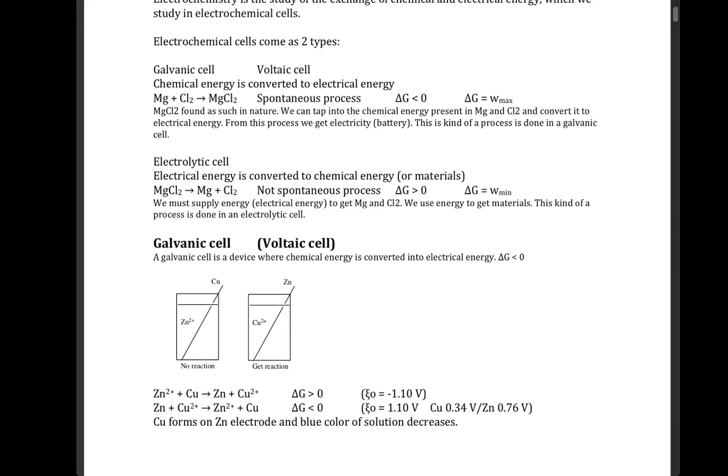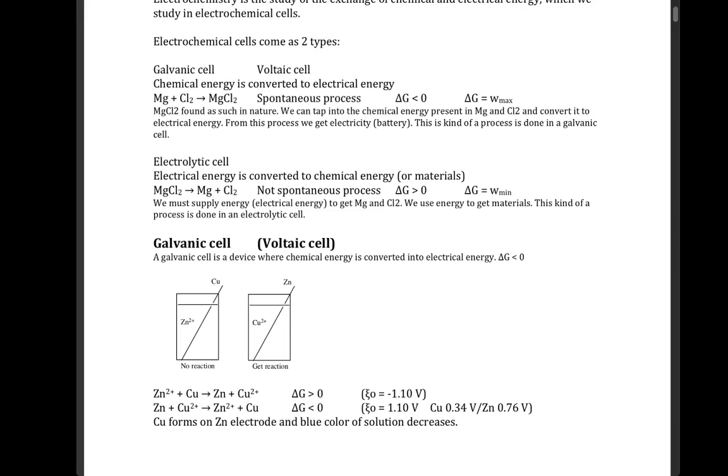That reaction is not spontaneous. Delta G is greater than 0. The minimum amount of energy we would have to supply, W min, would equal delta G. So we must supply energy. We supply it usually in the form of electrical energy in order to make the products magnesium and chlorine. So we use an electrolytic cell to get materials. We will talk about the galvanic cell for a while, and then eventually talk about an electrolytic cell toward the end of the chapter.